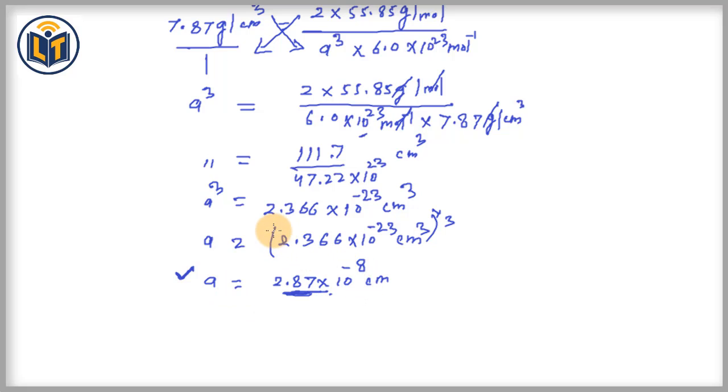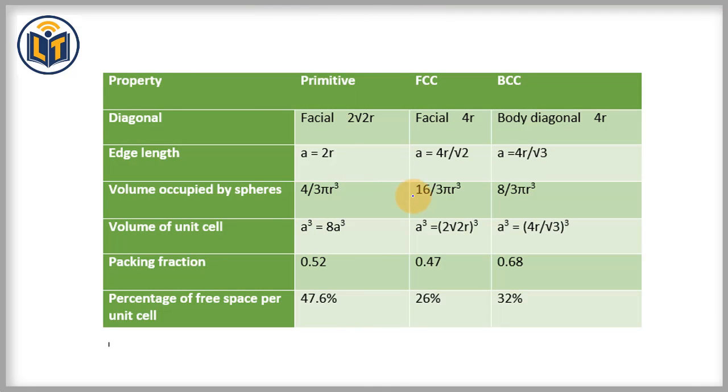Now we find the relation between A and R, the radius of atoms in BCC structures. If we look at the relations here, this is the BCC structure, and the relation between A, the length of the unit cell, and R, the radius of the atoms, is given: A is equal to 4R upon root 3. Since we have to find the R value, we do cross multiplication. As a result, we get R is equal to root 3 A upon 4. This is the relation we get.